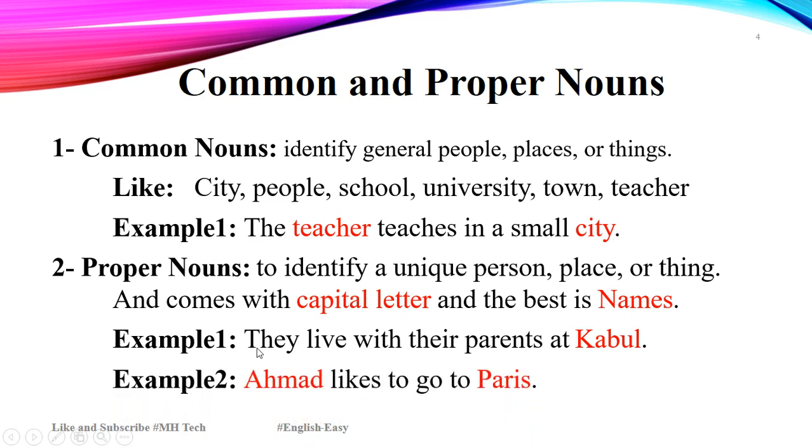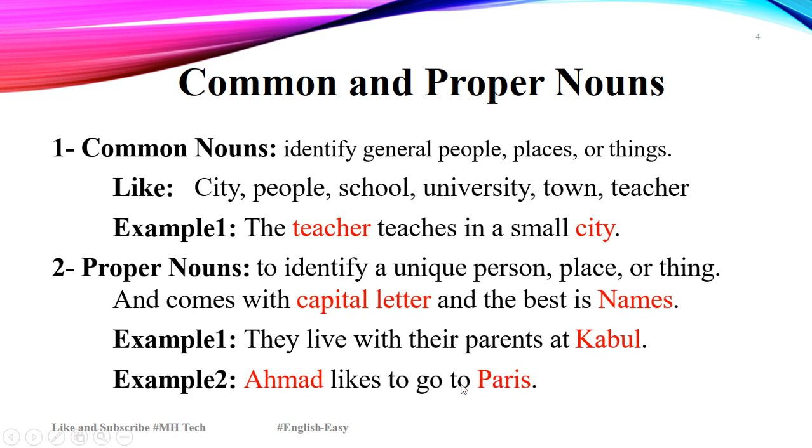And go to the next example here. Ahmad likes to go to Paris. We have two nouns here. Ahmad is used with a capital letter here at the beginning of the sentence, and likes, it's a verb.